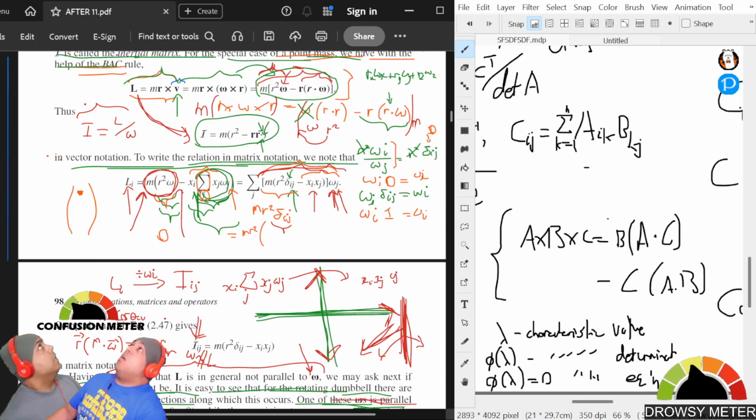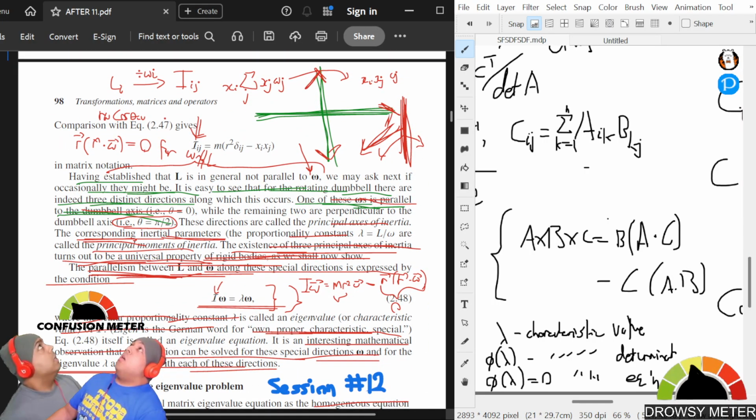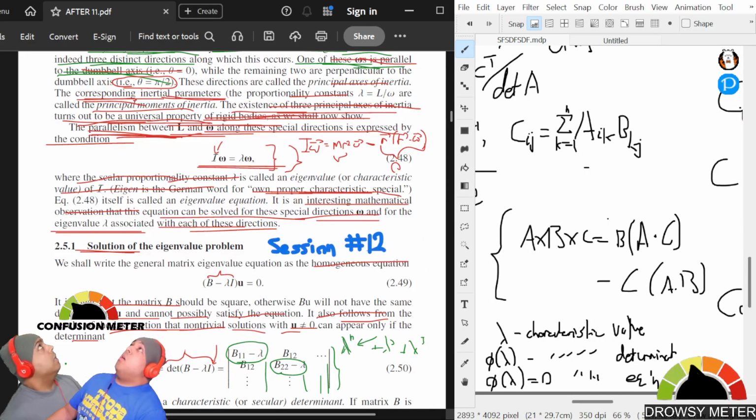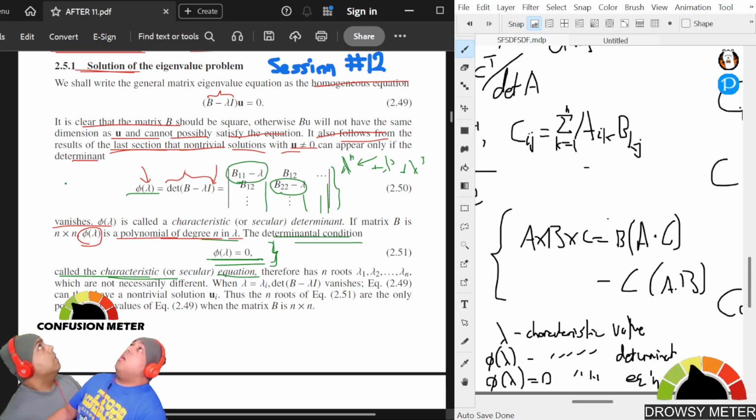Secular. Eigenvalue. Okay, we call the characteristic equation a secular equation. It therefore has n roots, which are not necessarily different, when lambda equals lambda i.